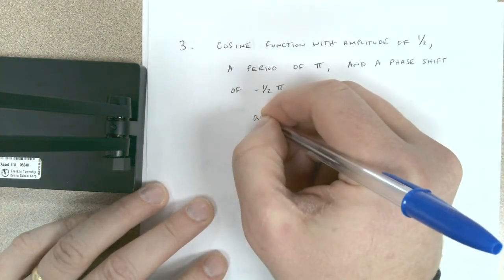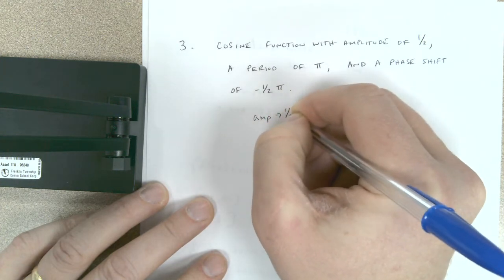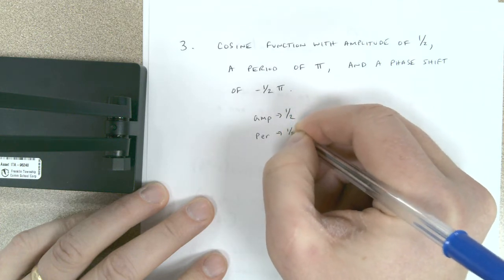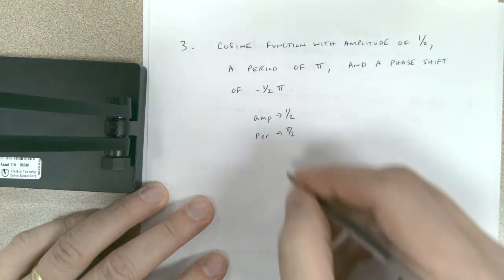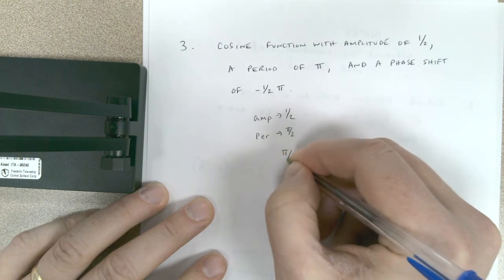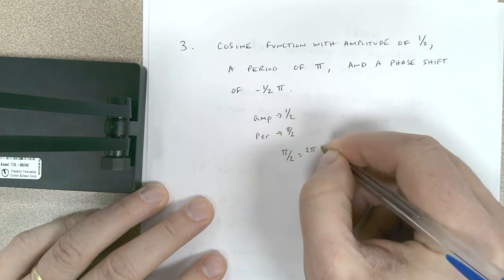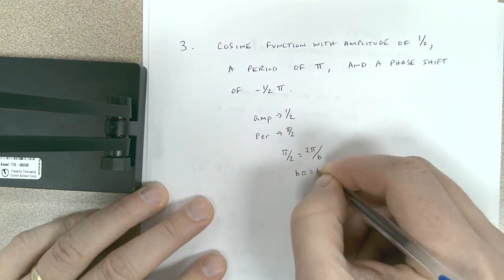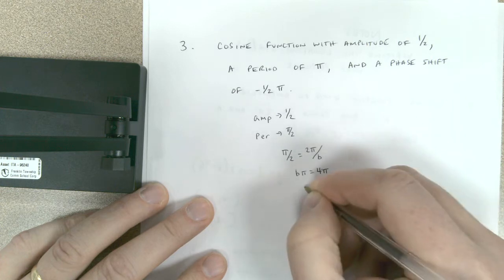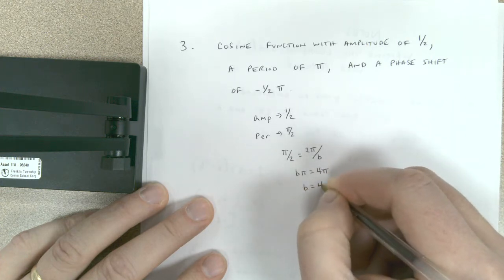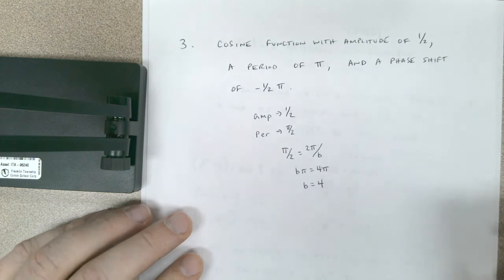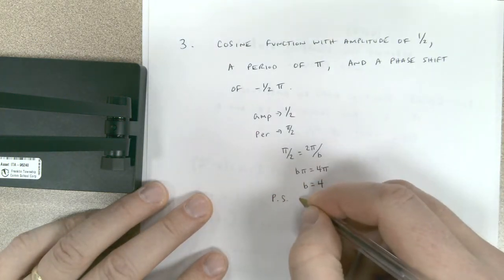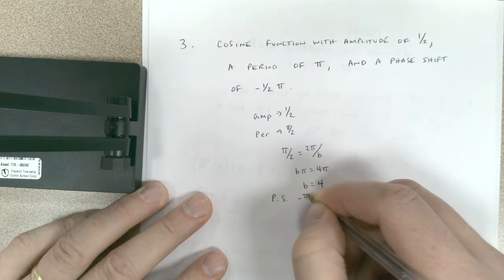Okay, so we start with the amplitude. We know the amplitude is 1/2. Got a period of pi over 2. So I'm going to say pi over 2 is equal to 2 pi over b. So we get b times pi equals 4 pi. So divide by pi, b is going to be 4. I'm going to have a phase shift here of negative 1/2, so basically negative pi halves.